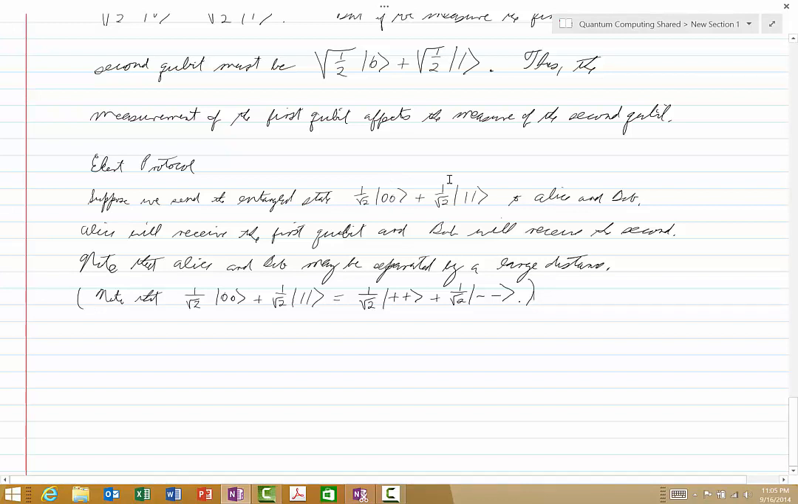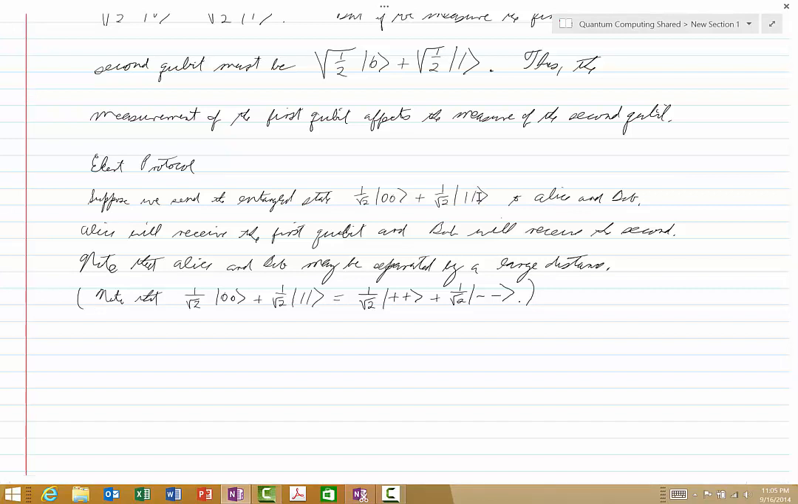Likewise, if Alice measures the first qubit in the standard basis to be 1, then that means that Bob's qubit will be 1. Now, if Bob happens to use a Hadamard basis and his qubit is 1, then he has a 50% chance of measuring minus and a 50% chance of measuring plus. But if he measures that second qubit with the standard basis, then he will, with a probability of 1, measure 1.